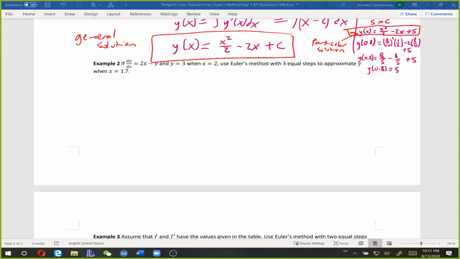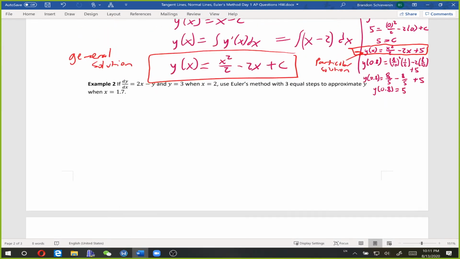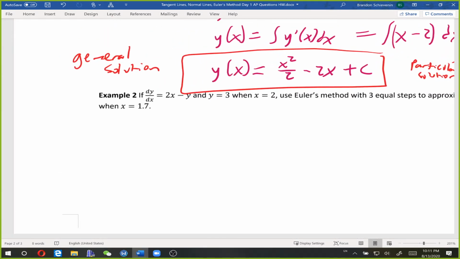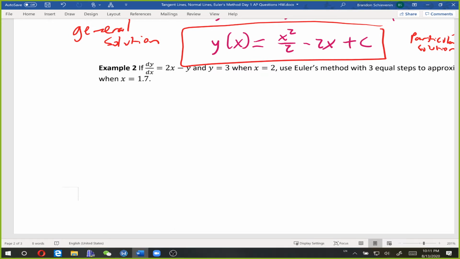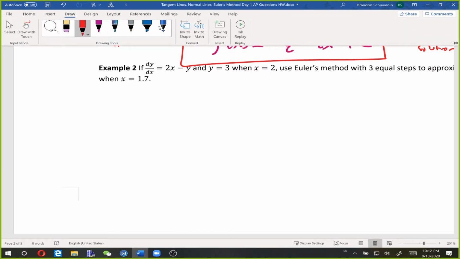Okay, so first, let's talk about what we were given. Not zooming in. There we go. Okay, so I was given a couple things. First, I've got our derivative.